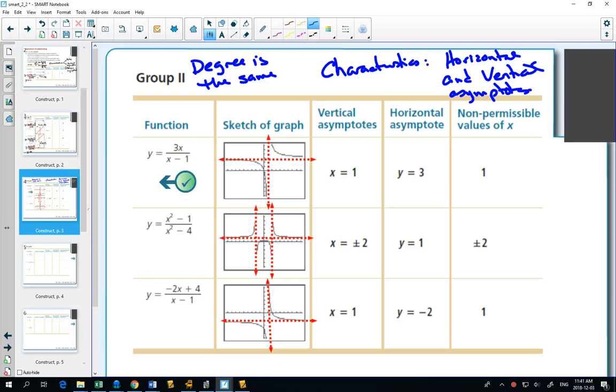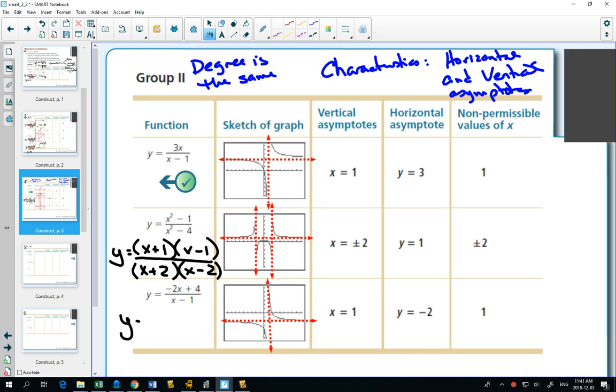Can we cancel out this x minus 1? No. In the second one you could factor. The top is a difference of squares: x plus 1, x minus 1. The bottom is a difference of squares: x plus 2, x minus 2. Does anything cancel out? No.